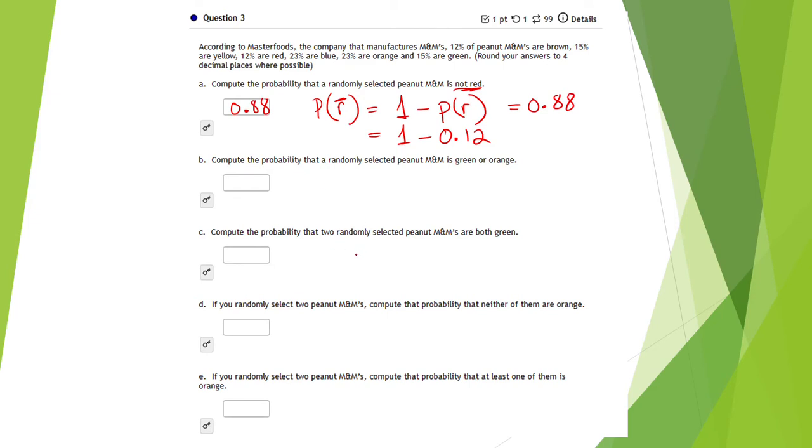Part B, let's compute the probability that a randomly selected peanut M&M is green or orange. When I see that word or, that tells me add. When you see the word or, think of the word add. So we're going to add the probability of green, which is 15%, plus the probability of orange, which is 23%. So we'll have 23% plus 15%. That is 38%. But our answer is supposed to be a decimal, so let's write this as 0.38.